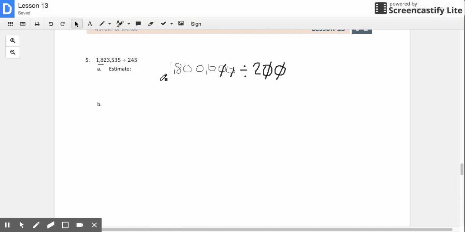oops, I kind of wanted that side space. We have 18,000. Sorry for writing so slow. 18,000, writing really slow, divided by 2. So we just need to find half of 18,000. Well, I know that half of 18 is 9. So half of 18,000 is 9,000. So our estimate is 9,000. Oy vey. All right, I'm going to pause this and I'll be back.